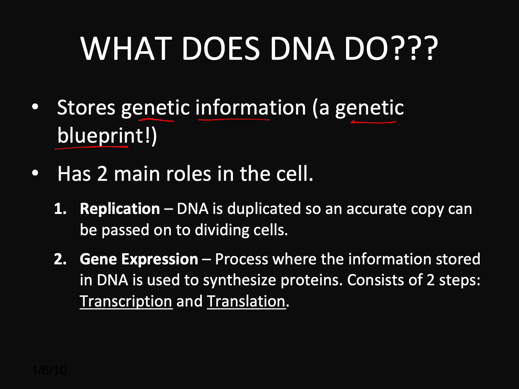And DNA has these 2 major things it does, these 2 main roles in the cell. It needs to be able to replicate, so cells can make more of themselves and make copies of themselves and pass on genetic material to dividing cells. And then gene expression. So actually taking those instructions in the genetic material and then making some final product out of it. And that consists of 2 steps that we're going to talk about later on, transcription and translation.